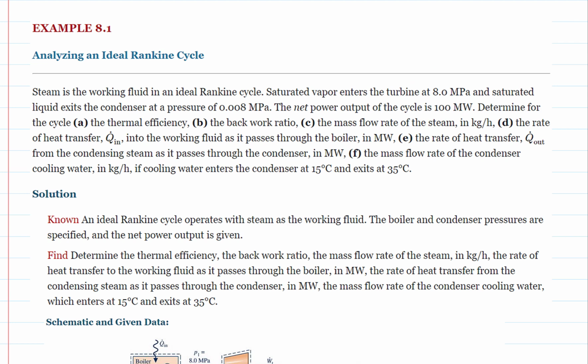Example 8.1. Steam is the working fluid in an ideal Rankine cycle. Saturated vapor enters the turbine at 8 MPa and saturated liquid exits the condenser at a pressure of 0.008 MPa. The net power output of the cycle is 100 MW. Determine for the cycle the thermal efficiency, back work ratio, mass flow rate of the steam, the rate of heat transfer into the working fluid as it passes through the boiler, rate of heat transfer from the condensing steam as it passes through the condenser, the mass flow rate of the condenser cooling water, if cooling water enters the condenser at 15 degrees Celsius and exits at 35 degrees Celsius.